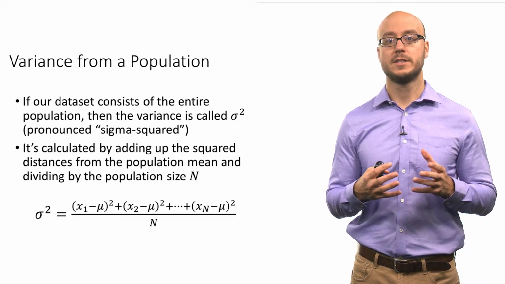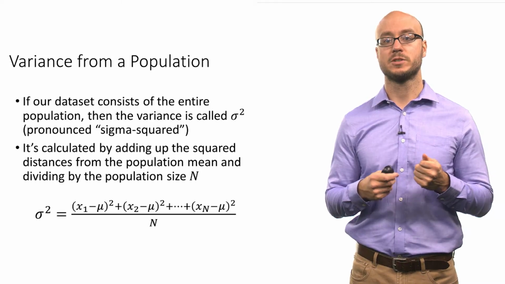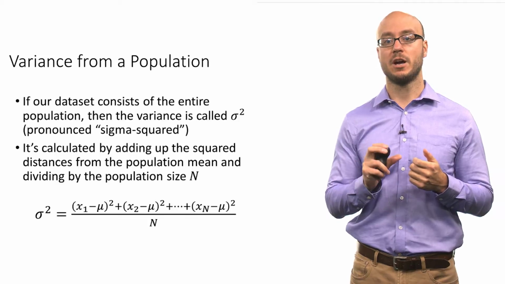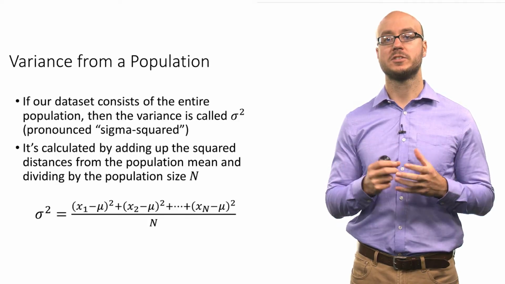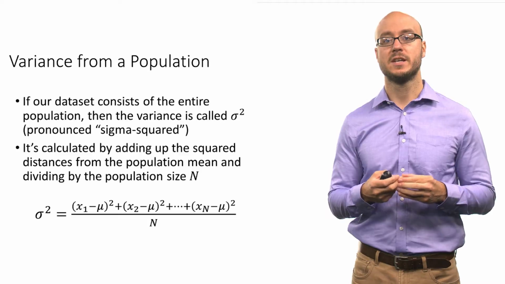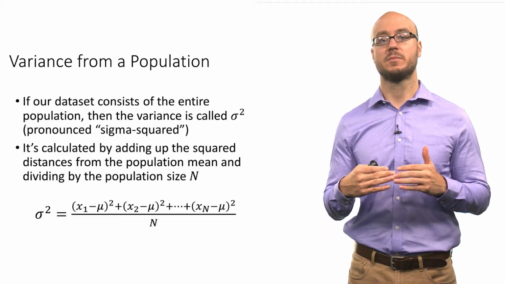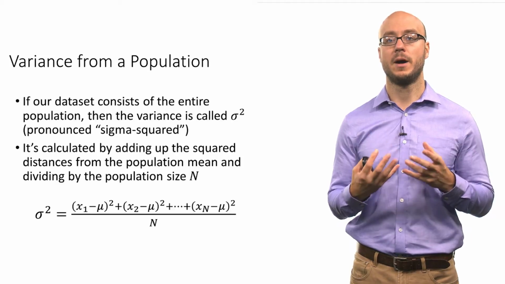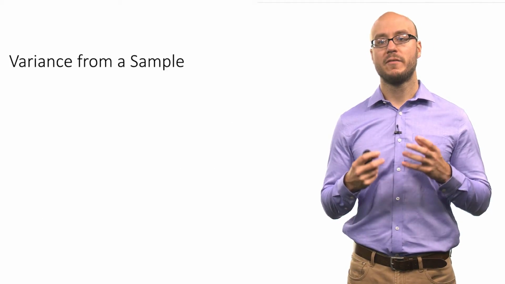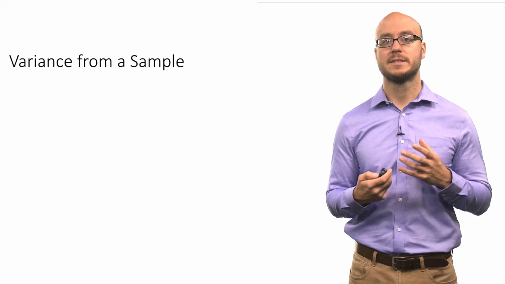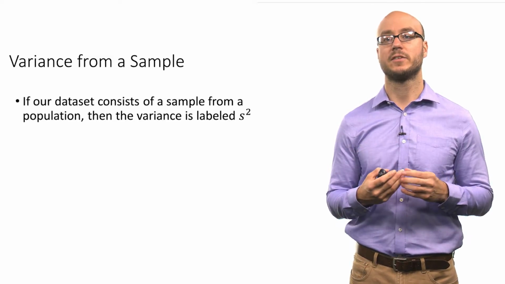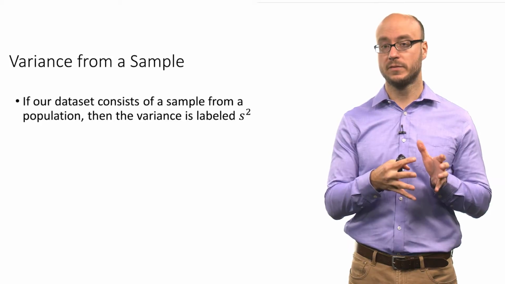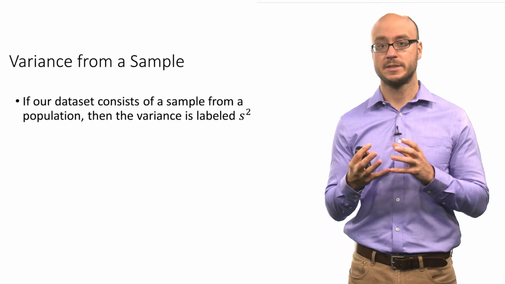So all we're doing is taking each observation, subtracting out mu, the population mean, squaring it for each observation, adding up all these squared deviations, and then dividing by the total size of the population, N. That'll give us sigma squared. That's the variance from a population. However, when we have a variance from a sample, we calculate it slightly differently and use slightly different notation. This is because in statistics, we like to keep track of whether we have a sample or a population data set.